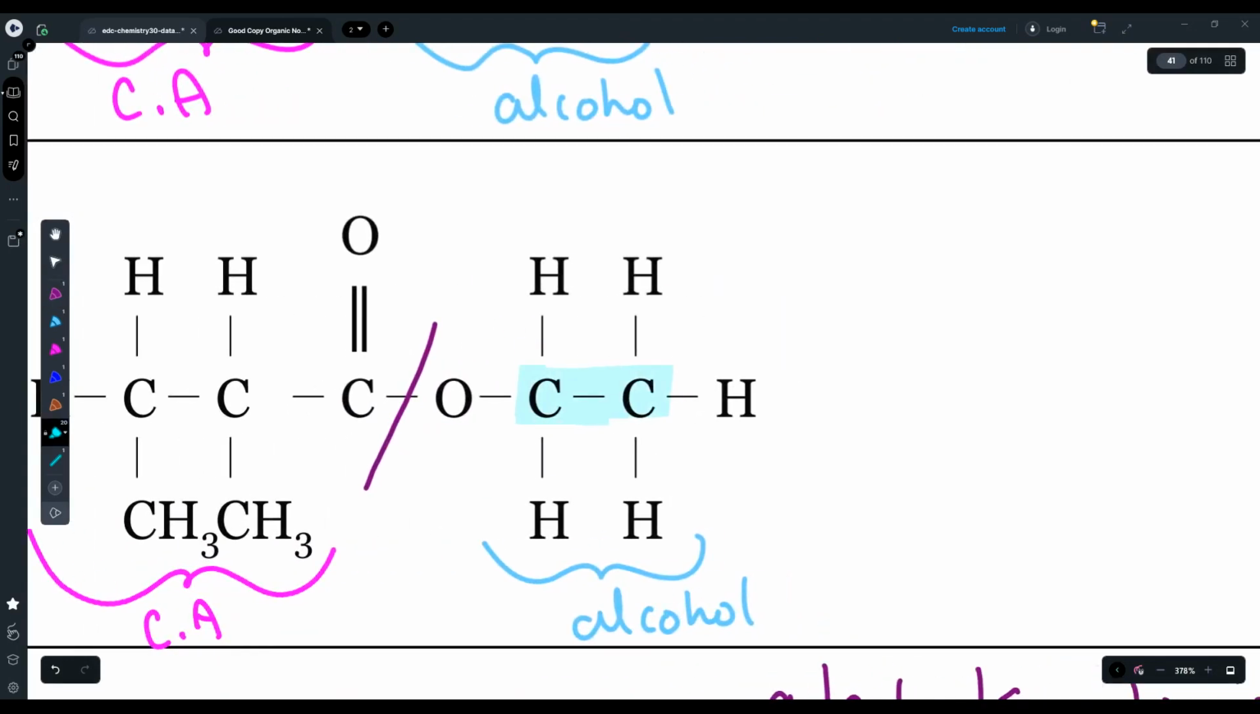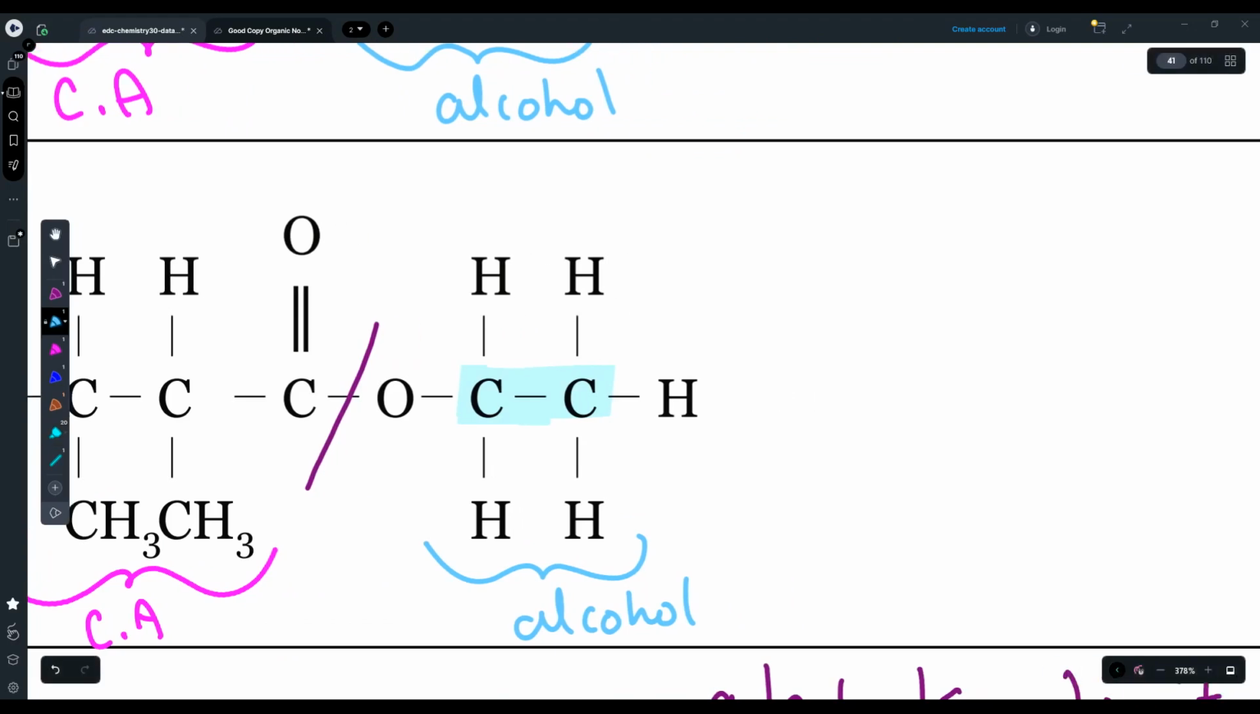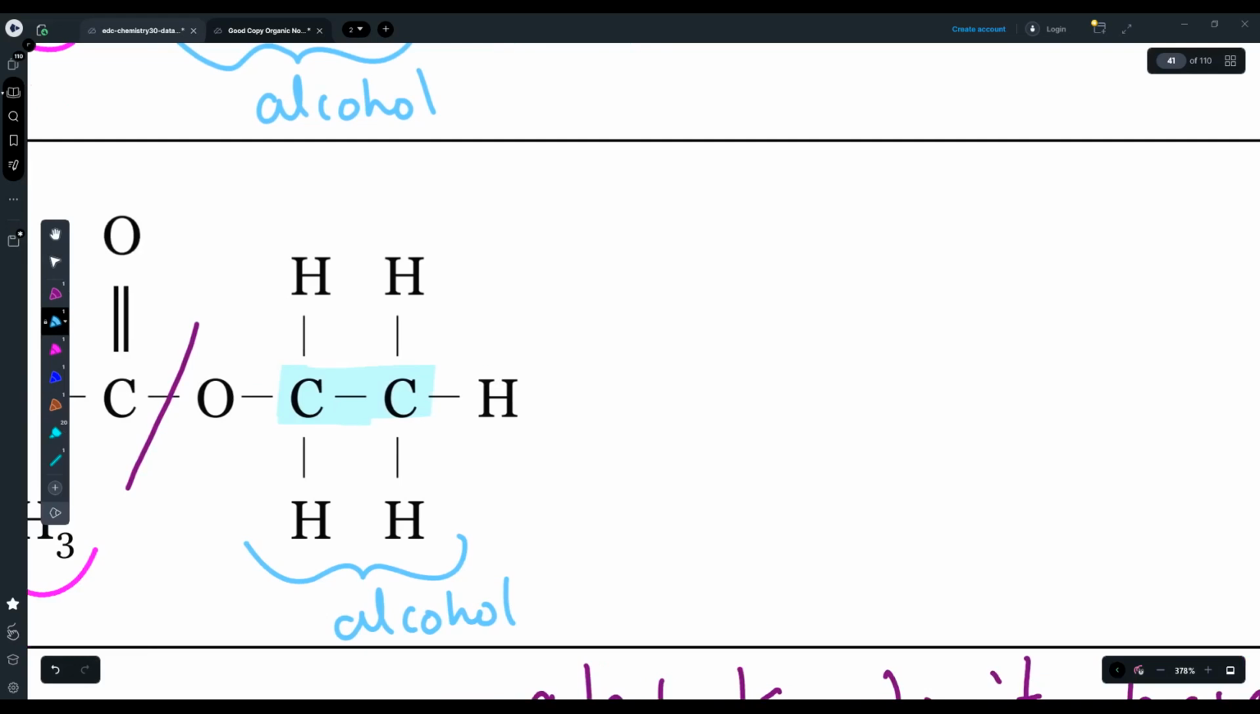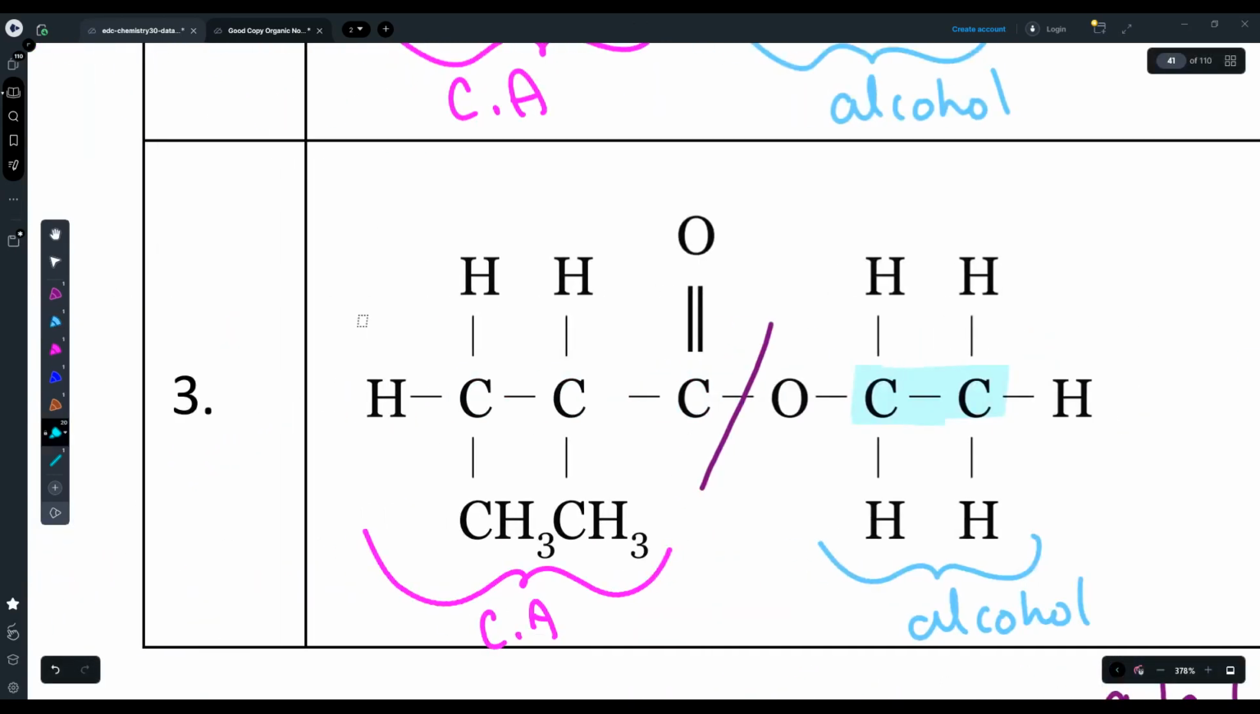So the alcohol part, that's got 2 carbons in it. Okay, so the alcohol would be called ethanol. However, we got to change that ending to yl, so that would be ethyl. Now looking at the carboxylic acid part, it's very tempting just to say that this is the parent chain. However, keep in mind that's not the longest continuous chain of carbons. Okay, so that is actually the parent chain. So there's 4 carbons there, and we also have a branch on it.